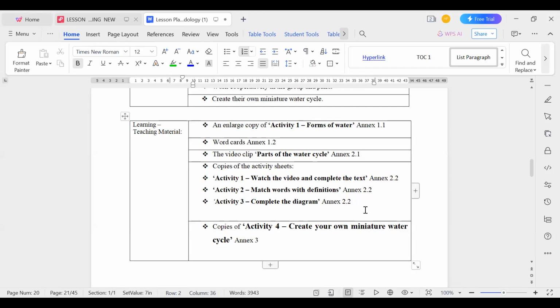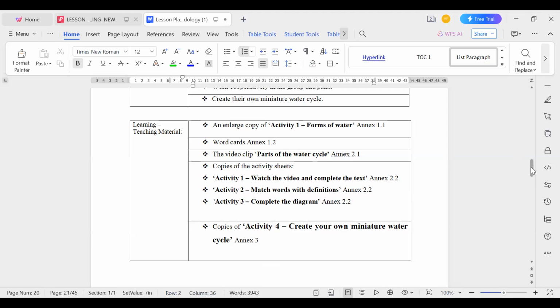So these activities are missing now, but there are 3 activities based on the same video clip. It's a very clever way of doing it, right? You get them to watch the video and complete the text. Missing words about the parts of the water cycle are completed. Then match the words with the definitions. And then a diagram is given and the diagram is completed. They are all parts of the exploration activity.